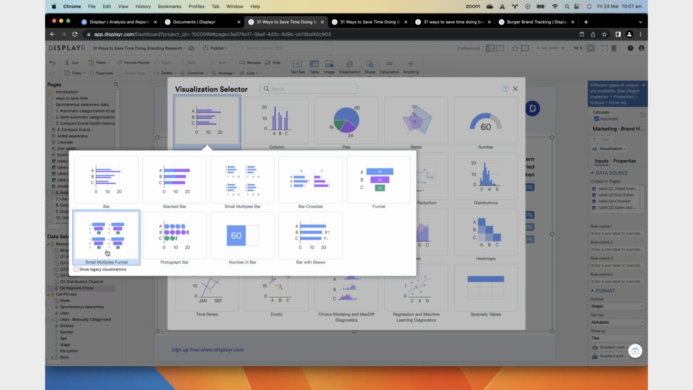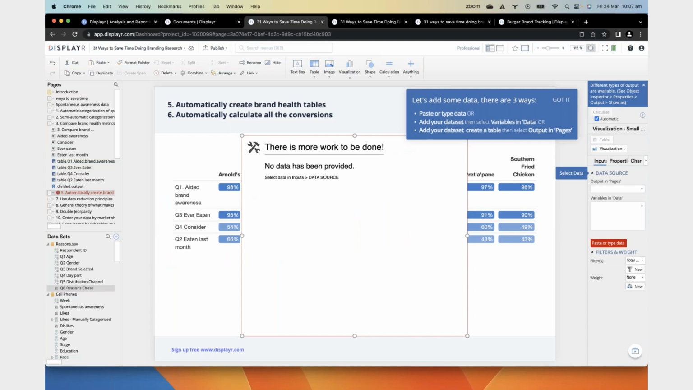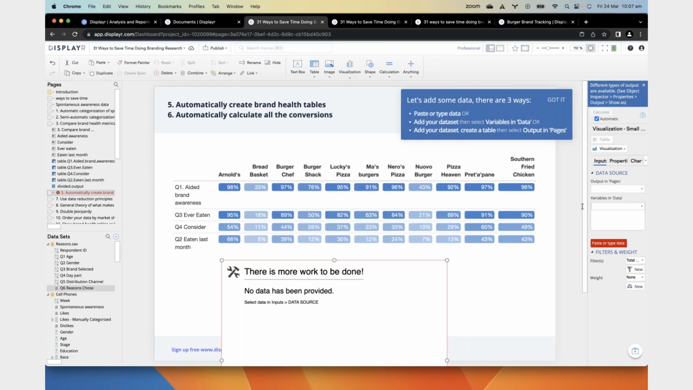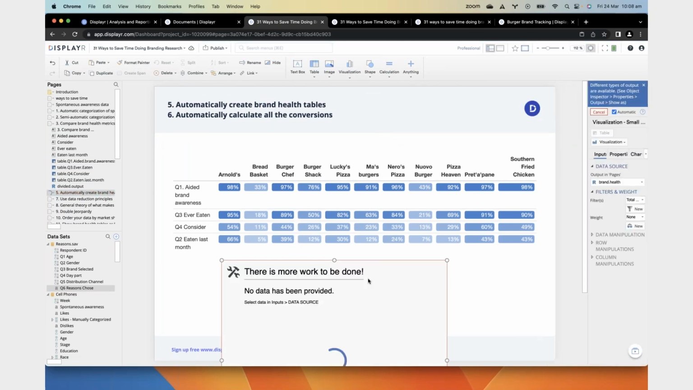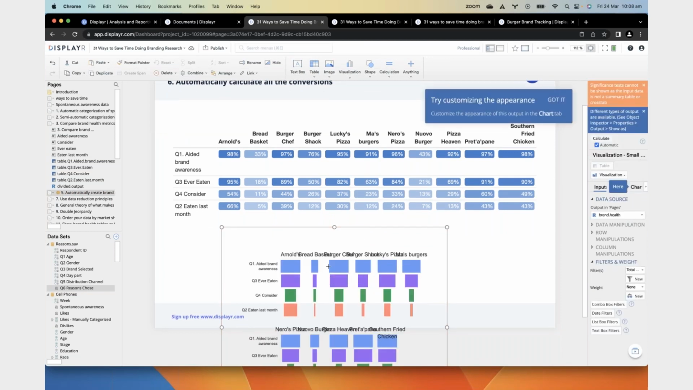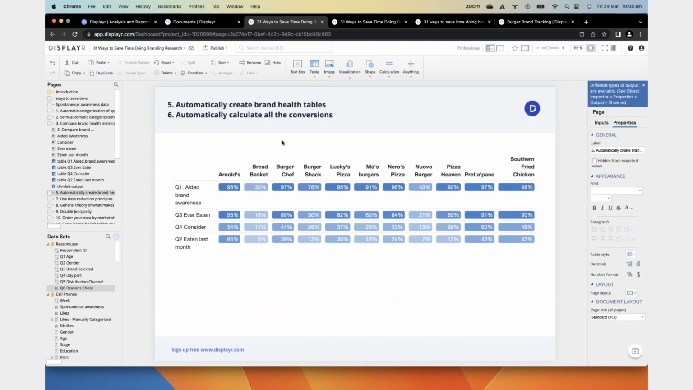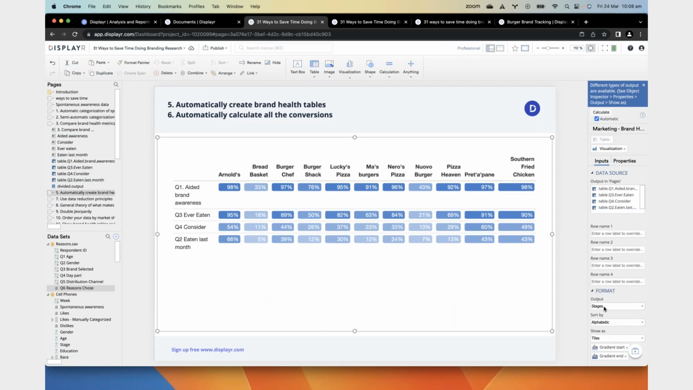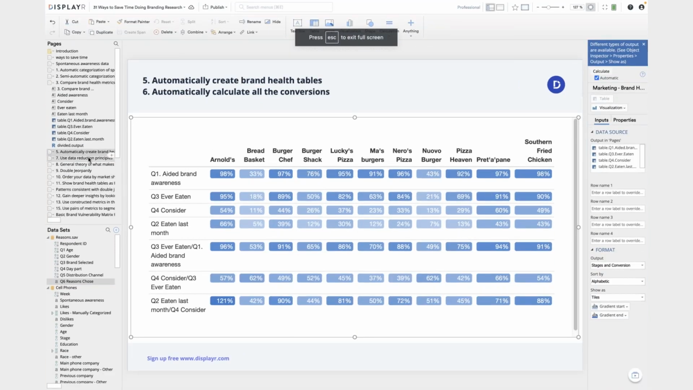A funnel, small multiples funnel. And so you can create that, thank you, Matilda. And I can hook that up to my brand health. And so now I've got a small multiple of funnels, which I could tidy up. If we want to automatically convert all the conversions, we can do that in one step by just going here and changing output to stages and conversion. That's all super time saving, isn't it?